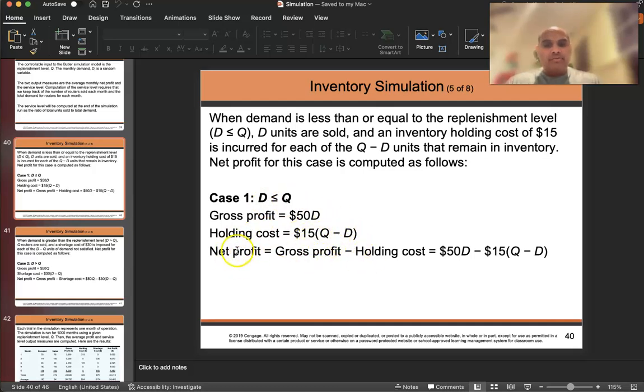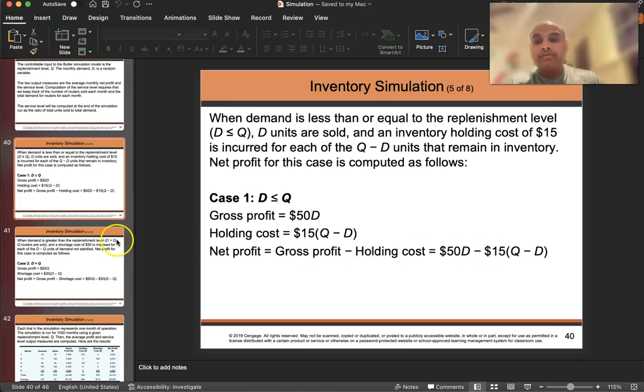So the net profit will be 50 times D, the profit from just making and selling the routers itself, minus the holding cost. So the net profit will be 50 times D minus 15 times (Q minus D). We can calculate this out; it's really not that difficult. Minus 15 times minus D makes it plus 15D. So it'll be 65D minus 15 times Q. That's the net profit in case demand is less than Q.